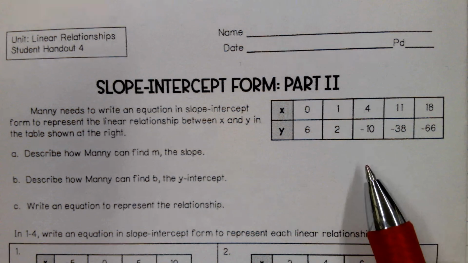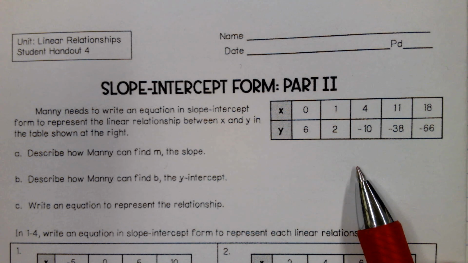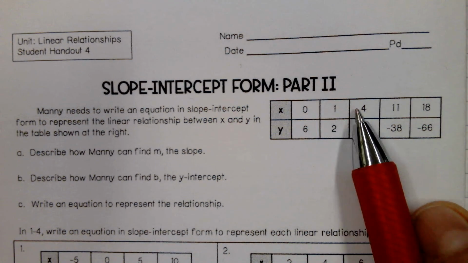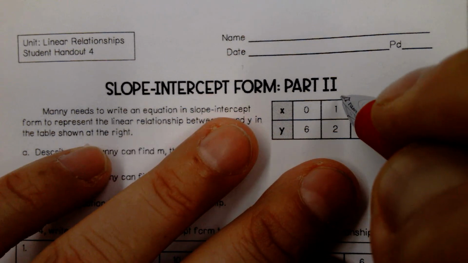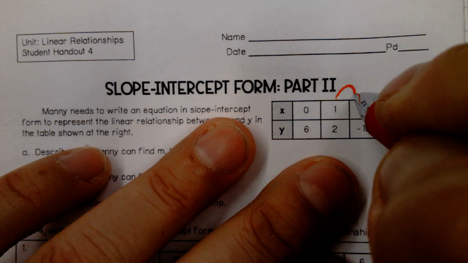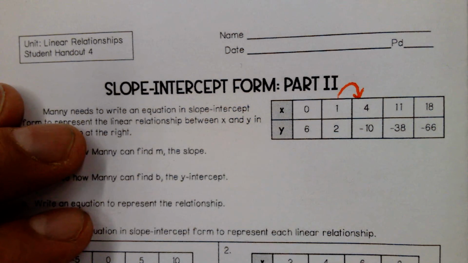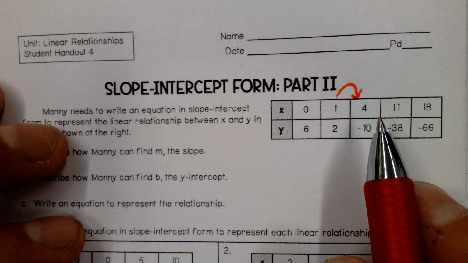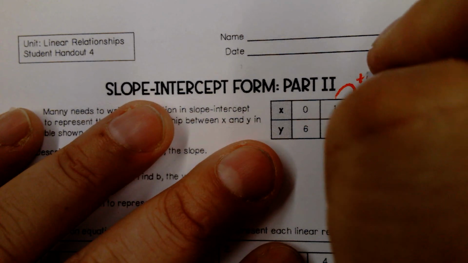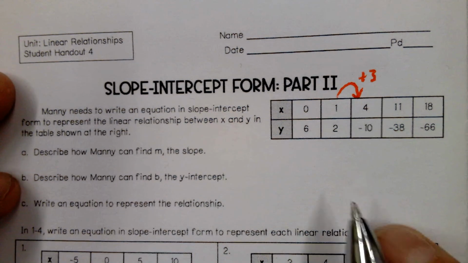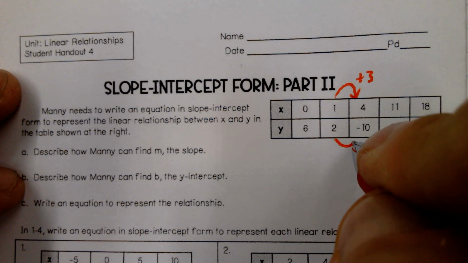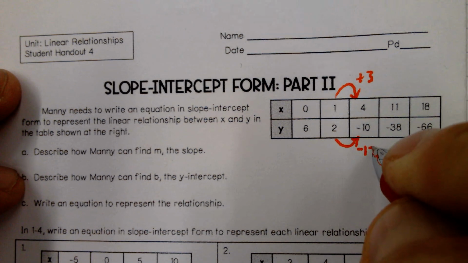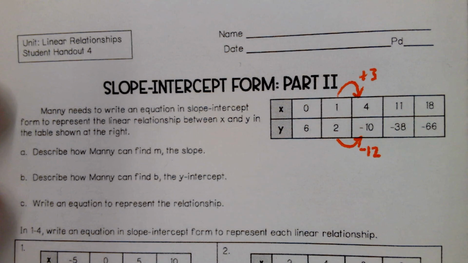We have x values and y values. So, my suggestion, pick any two consecutive pairs, one that follows another. And let's find the change in x values and the change in y values, and we could take it from there. So let's start with 1 to 4. That's an increase of 3. Now, let's go 2 to negative 10. Decrease of 12. Any question how we got those?